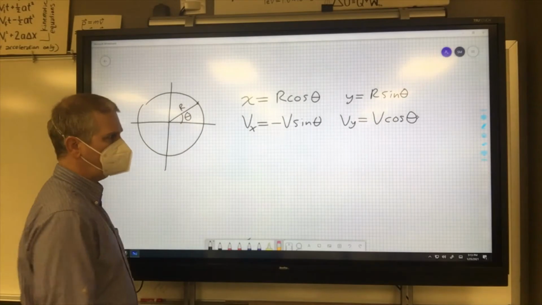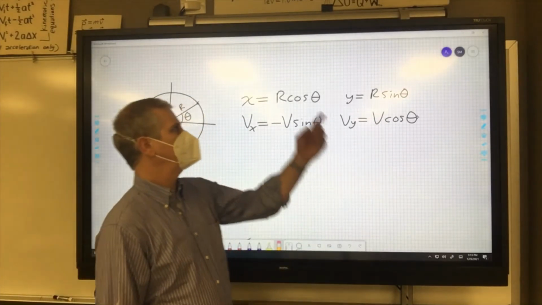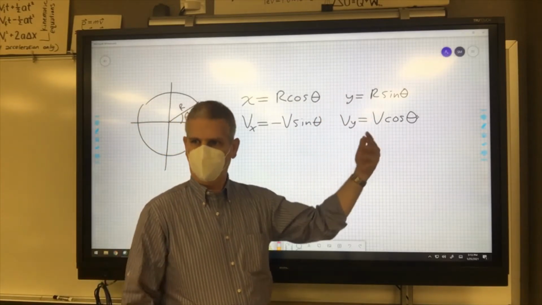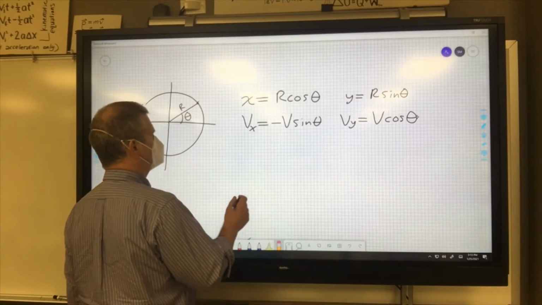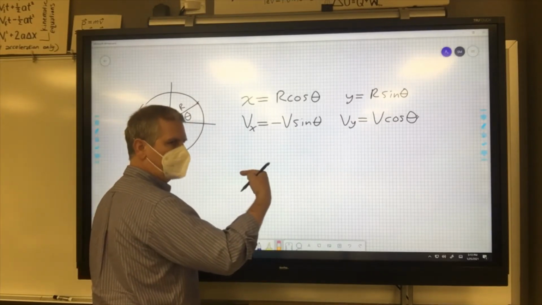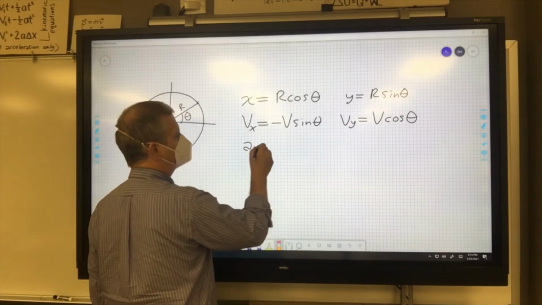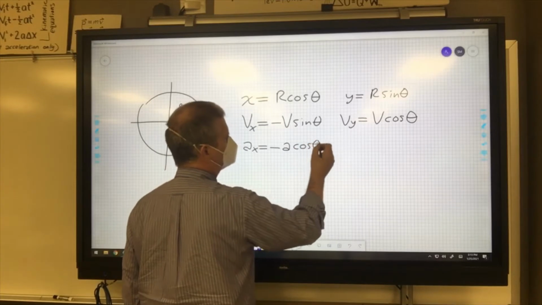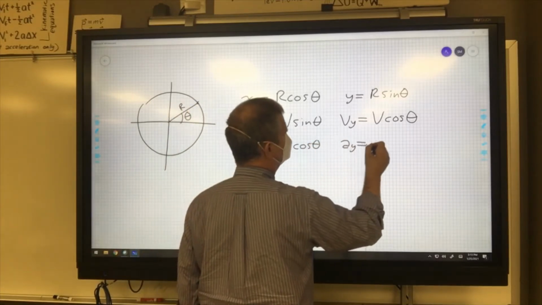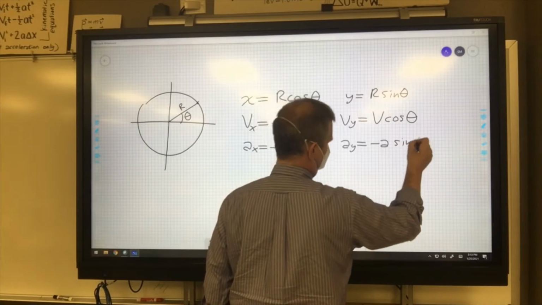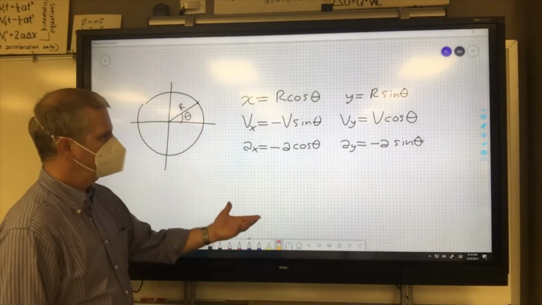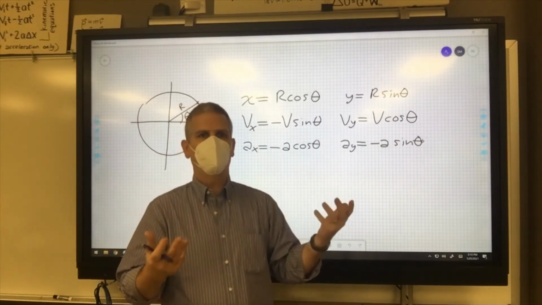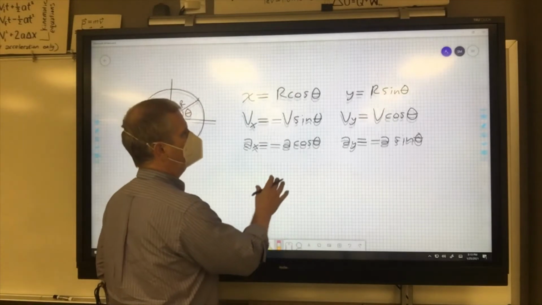And hopefully you remember that the derivative of cosine is negative sine, and the derivative of sine is cosine. So those seem to be fitting. And our acceleration always points to the center of the circle. We found that our acceleration in the x direction, taking the derivative again, equals negative a cosine theta, and the acceleration in the y direction equals negative a sine theta. Those are beautiful. If you have the angle, and you know velocity, acceleration, etc., you can find them.